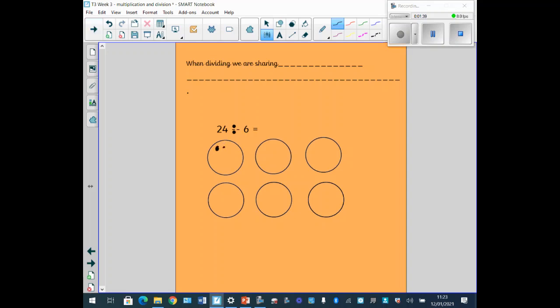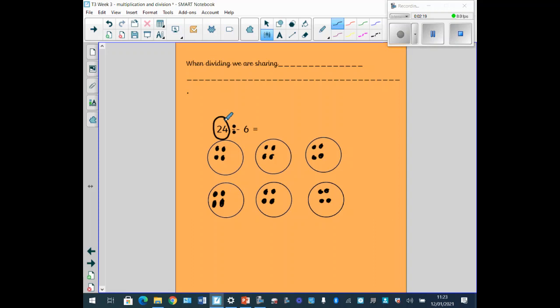1, 2, 4, 6, 8, 10, 12, 14, 16, 18, 20, 22, 24. Just going to check my target number, 24. I don't want to go past that number because that's the amount that I'm sharing.